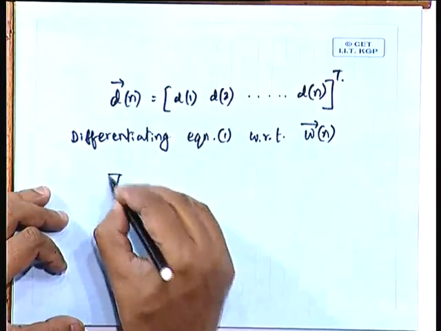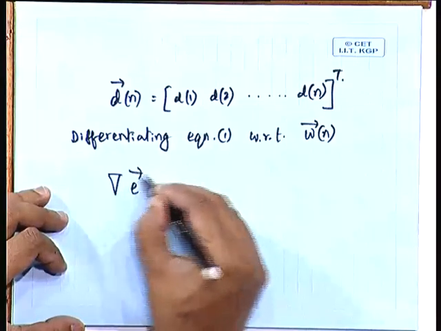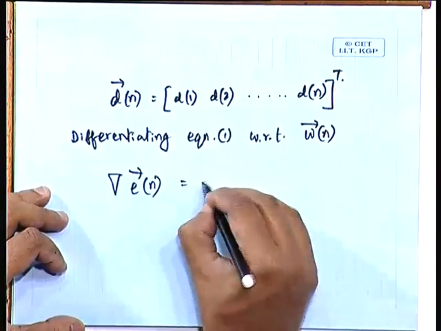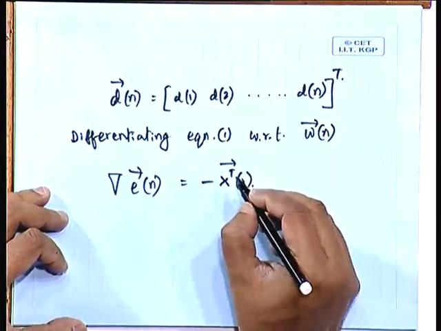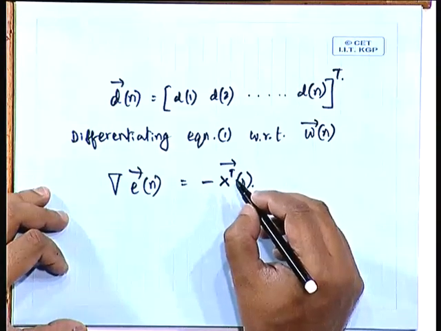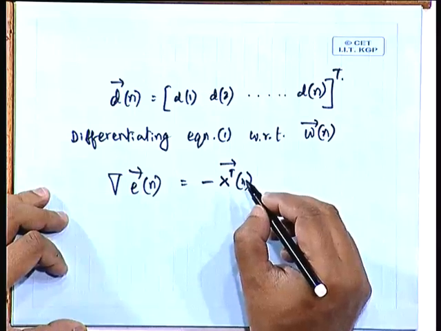is going to be grad of E n, which will be equal to minus x transpose n, right. And as we already know, the Jacobian matrix is going to be the transpose of the gradient matrix that we had derived in the last class. Gradient matrix, because gradient matrix is what? Gradient matrix is simply going to be the n by m matrix, isn't it? Whereas the Jacobian is going to be m by n, right. So it is just the transpose of that.